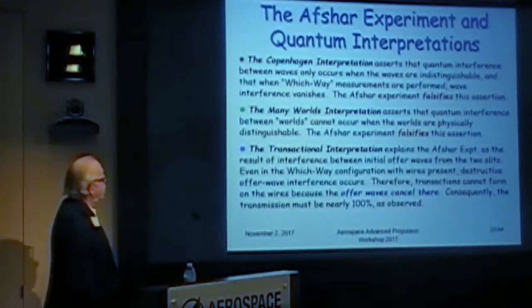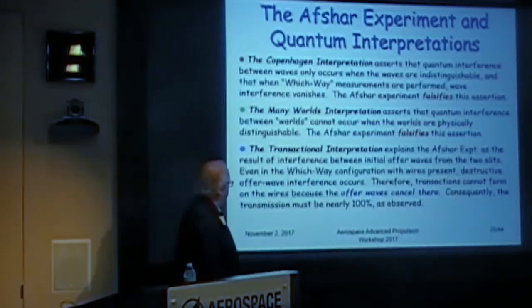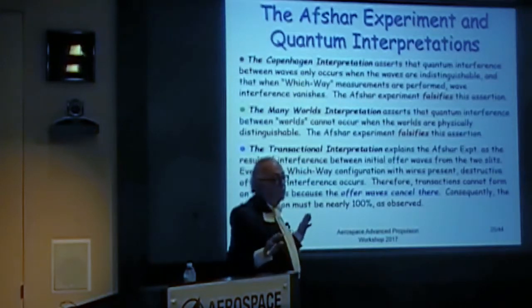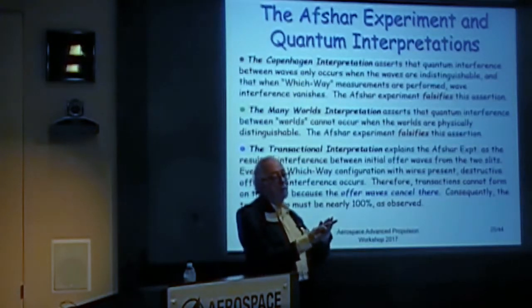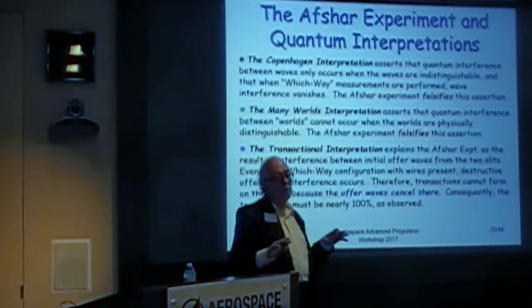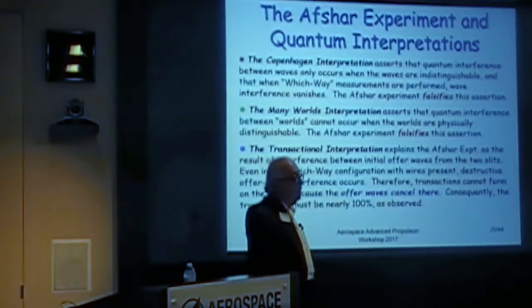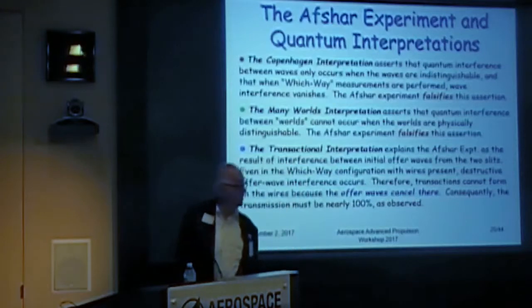The transactional interpretation doesn't really have much problem with this. The offer waves are what's interfering. They reach the wires and cancel out, so you can't have flux to the wires because there are no offer waves there to form transactions. Therefore, all the offer waves that can allow transactions go all the way through to the detector, and so you should get 100%.